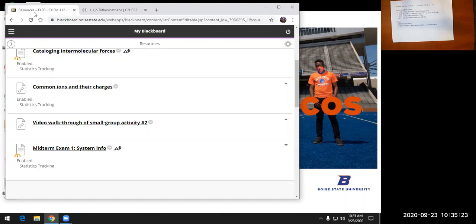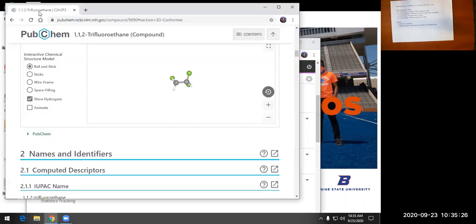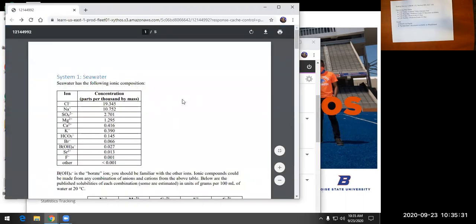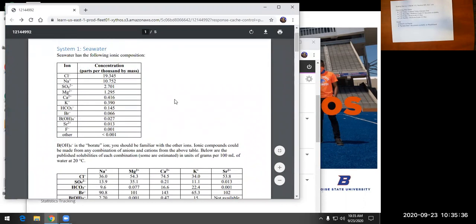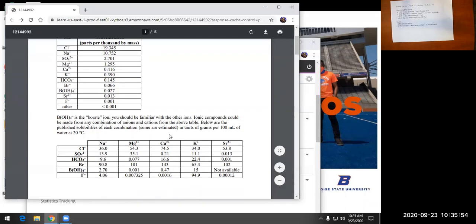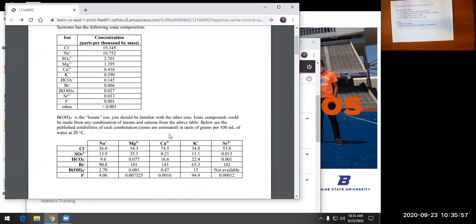I will bet you that you can look at this document and make some predictions pretty easily about what types of questions are going to fit into which of these various systems. So seawater, for example, I have here a list of ion concentrations. I have a list of solubilities of various compounds, sodium chloride, sodium sulfate, and so on. So what kinds of questions do you think might fall into this particular system? Anybody give me an example?